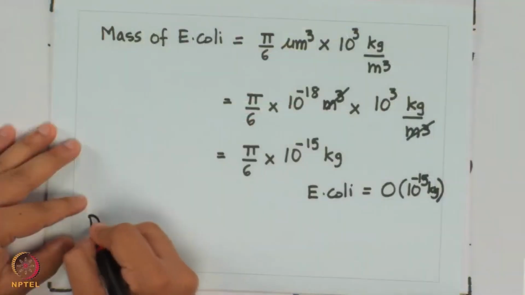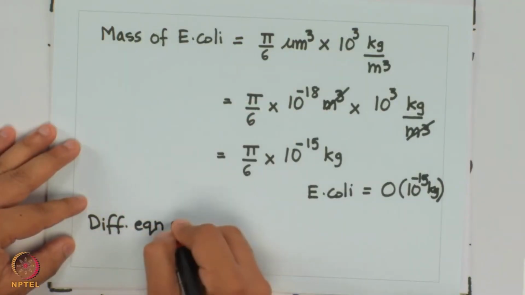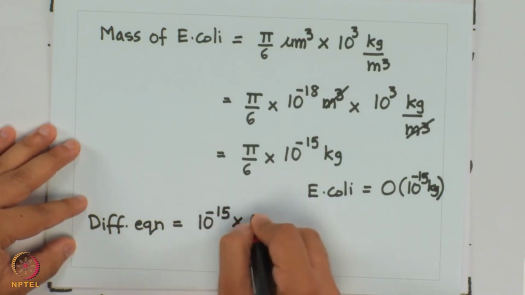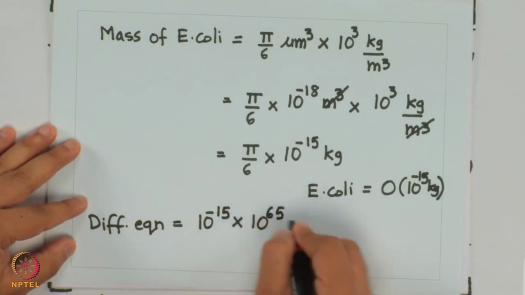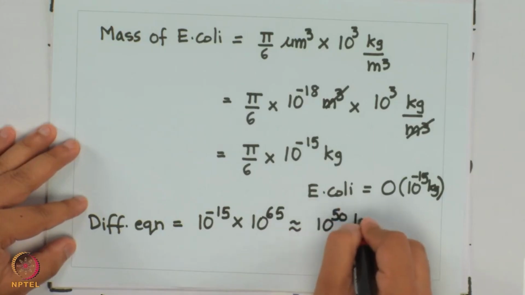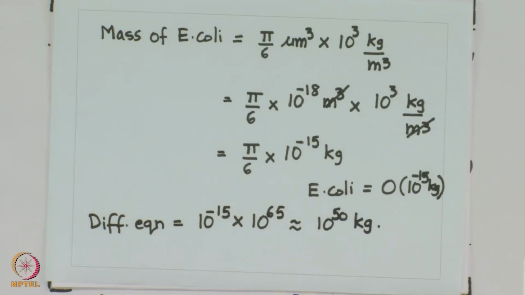The difference equation answer is going to be 10 power minus 15 times 10 power 65, which is equal to 10 power 50 kilograms of bacteria if E. coli were to grow unconstrained for 3 days without any resource limitation halting its growth.